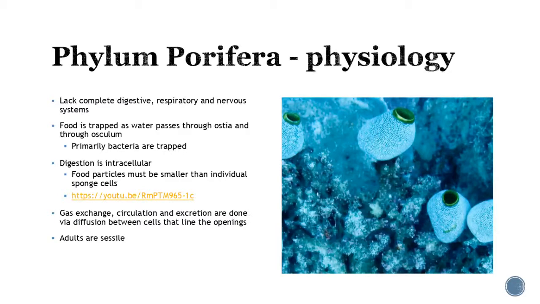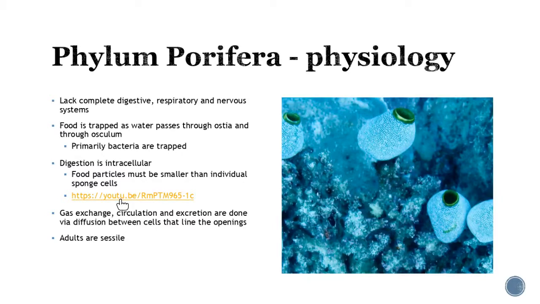Now, some more physiology on these guys. They lack a complete digestive, respiratory, and nervous system. As I mentioned, these are your very simple, very primitive animals. You're going to trap food as it passes through the ostia and through the osculum. Primarily, they're going to filter a lot of bacteria. They're going for the smaller stuff that they can easily absorb into their cells. They do have to break it down, so they use intracellular digestion, but what's important is the food particles have to be smaller than the individual sponge cells so they can take it in.